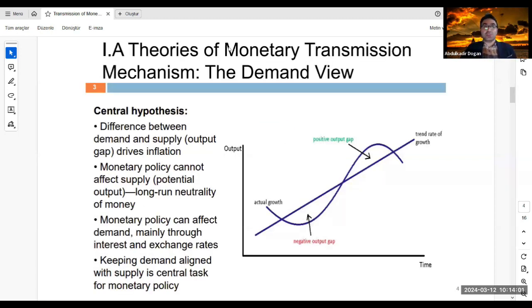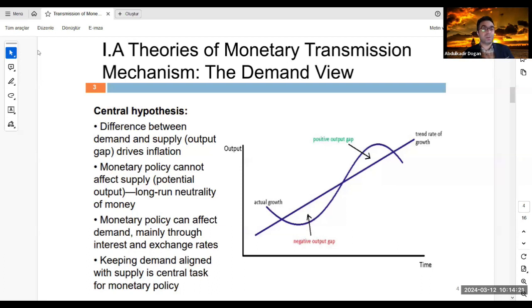Please try to focus on the chart on these theories of the monetary transmission mechanism, the demand side. Let me explain this first. The central hypothesis is here. The difference between demand and supply drives the inflation. This is our basic dynamics.